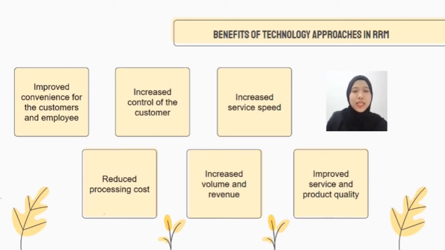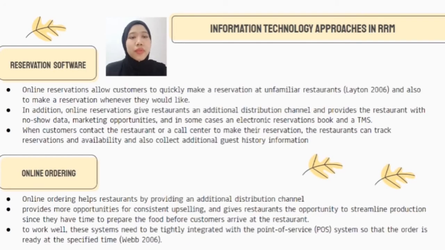So the first one is it can improve the convenience for the customer and the employee. It will increase control of the customer. It will increase the service speed, reduce processing costs, increase volume and the revenue, and last but not least, improve service and product quality. Next slides are the examples of the information technology approach in restaurants.